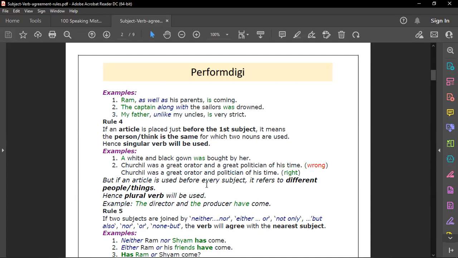But if an article is used before every subject, it refers to different peoples or things.